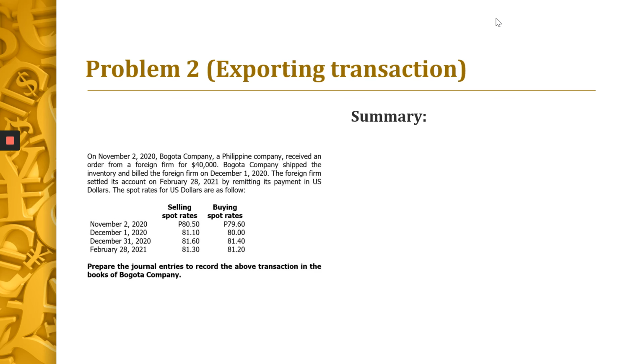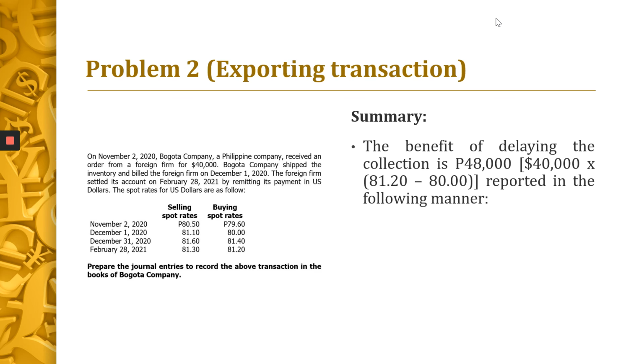So, ano summary natin? Kailan nga ulit tayo unang nag-recognize ng receivable kay customer? That is, December 1. Kailan niya lang binayaran? February 28. So, nagkaroon ulit ng delay sa pagbayad. Tama? Therefore, the benefit of delaying the collection is 48,000. Bakit ngayon naging beneficial naman siya sa atin? Kasi tumaas yung buying spot rate natin. Okay? So, paano na-compute yung 48,000? That is 40,000 times the difference between the buying spot rate February 28 and December 1, 2020 exchange rate.